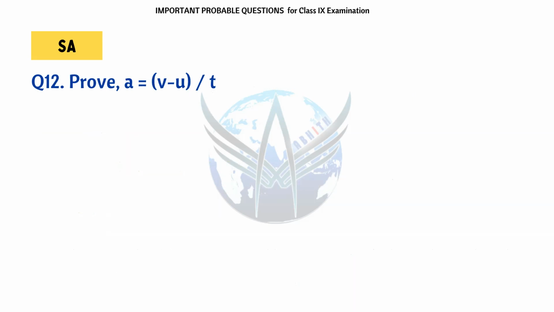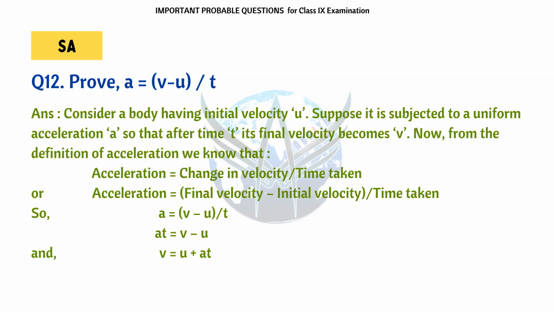Question number 12. Prove a is equal to v minus u by t. This question comes from the equation of motion, so you have to prove it. Proofs are usually long, but this falls under short answer, so you need not prove it too elaborately. To prove it, first write the introduction: we are considering a body having initial velocity u. Suppose it is subjected to a uniform acceleration a so that after time t the final velocity becomes v. Now the proof starts from the definition of acceleration. Acceleration is equal to change in velocity by time taken.